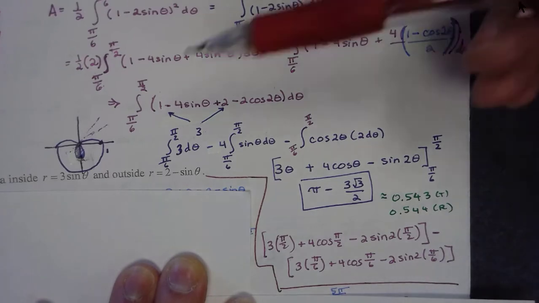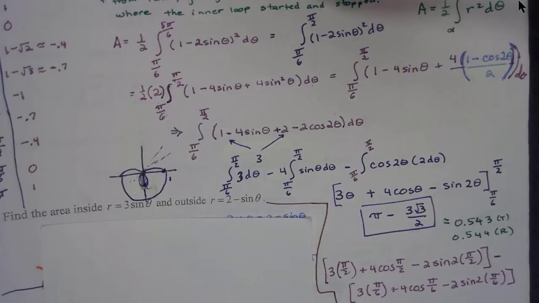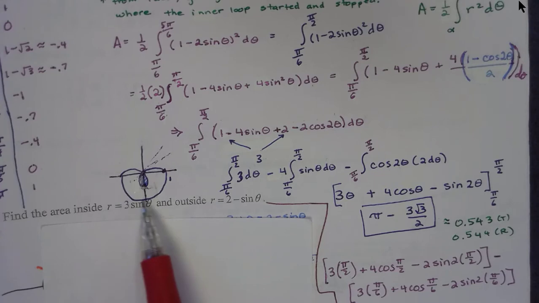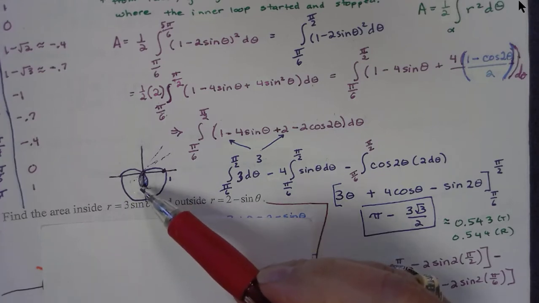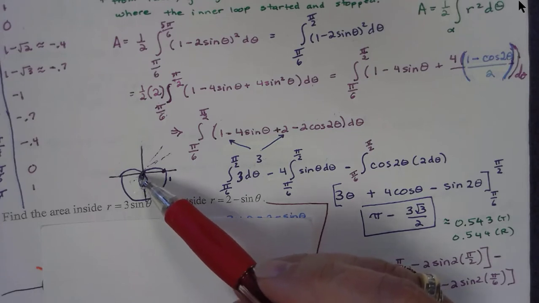Now what is going on is we are finding the area of this inner loop. How did I know what this was going to look like? Well, first of all, it's sine, so we're going to reflect across the y-axis, and it's negative sine, so we're going to go down instead of up. And we know it's a limaçon with an inner loop because of the ratio of a, which is 1, to b. And a to b is less than 1. So that's how we know.